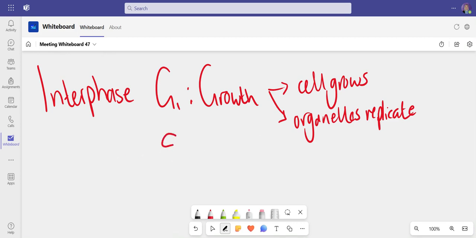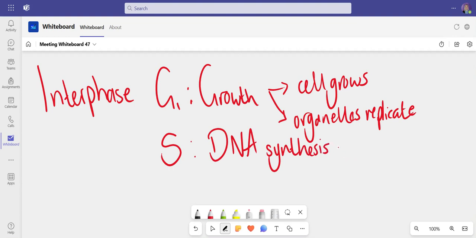The second part of interphase is S, which stands for DNA synthesis. So if we're synthesizing DNA, that means we're making more DNA. And what happens in this is the DNA replicates. So it goes from a chromosome that looks like this to a chromosome that looks like this. All right, so this chromosome here, we say contains 1 chromatid. This chromosome here, we say contains 2 chromatids. They're both chromosomes, at different parts of the cell cycle.